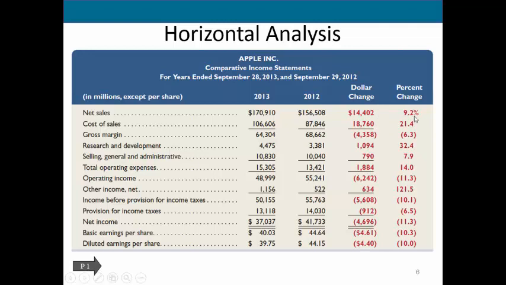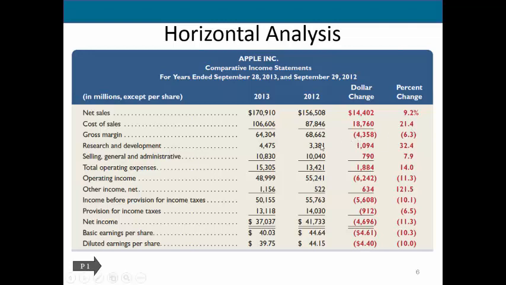We had a 9.2% change in net sales, which is a good thing, but we also had a large increase here in the cost of sales. So even though we were doing more sales, those sales were costing us more. So that's a good time to sit and ask, what's going on? Why are our costs increasing more quickly than our sales?